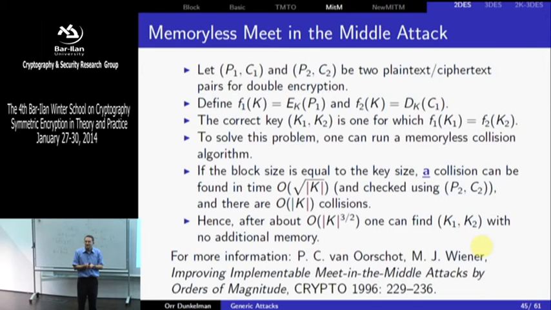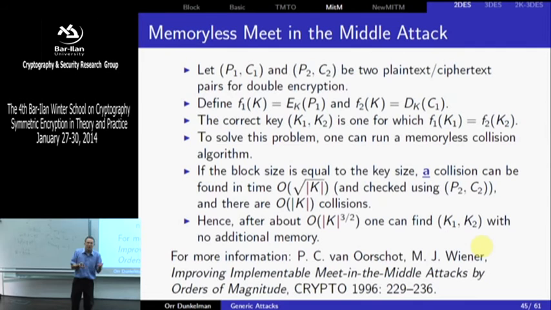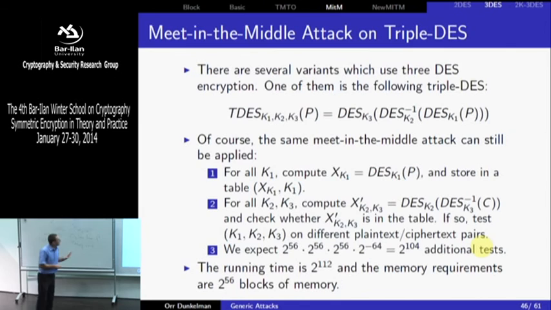Meaning, the extra memory doesn't help you that much. Though, of course, if you give more memory, the time complexity is going to reduce. Okay, 112 bits is not sufficient. Triple DES.